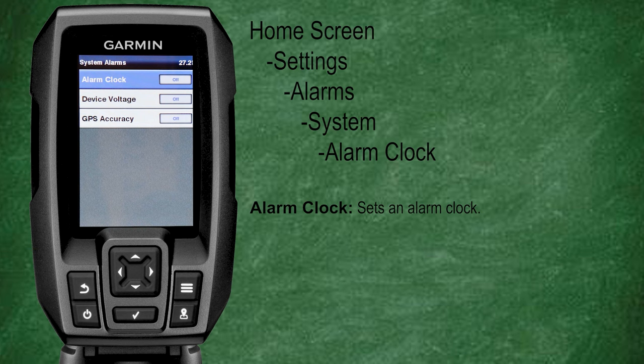This next feature we're going to talk about is guaranteed to help a lot of beginners better interpret the bottom composition on their Garmin Striker Fish Finder. I get a lot of questions about how to interpret a hard bottom from a soft bottom on our sonar returns. Well, the edge feature is going to help with that. From the sonar appearance screen, scroll down to edge and turn it on. Now use the back key to return to the traditional sonar view.